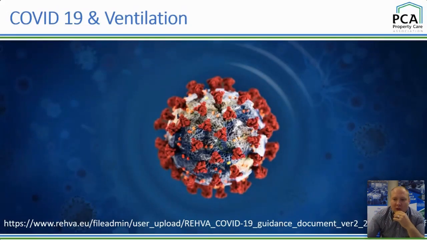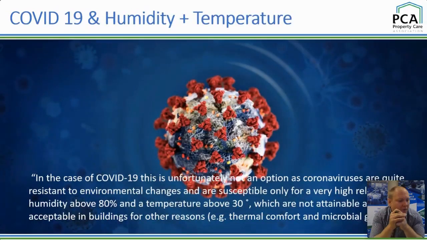Now, what I find quite interesting about this document is we found a Harvard study that suggested that COVID could be controlled by controlling moisture, humidity levels and temperature levels. Now, this study said that in the case of COVID-19, unfortunately, this is unlikely to be the case. If you were looking to control it using these two parameters, you would be looking for above 80% RH, which we know from what we were looking at earlier would be unfeasible, and temperatures above 30 degrees Celsius, both of which are not obtainable in the built environment.